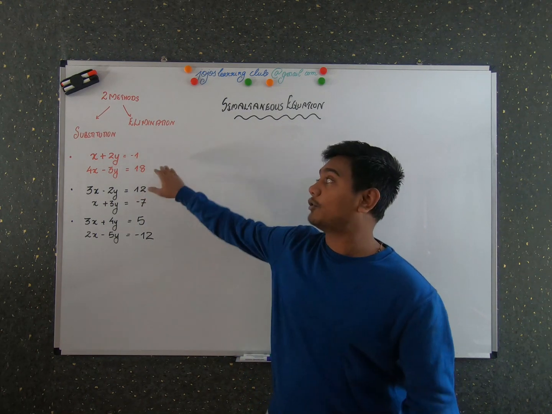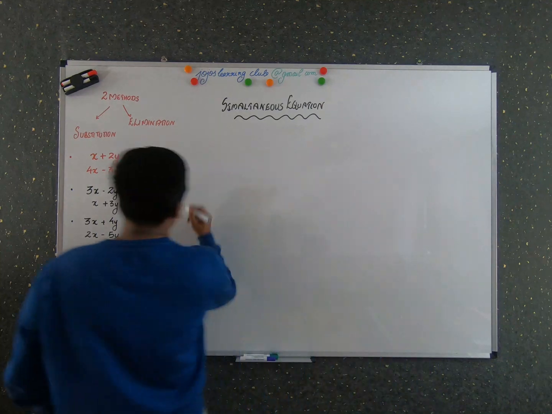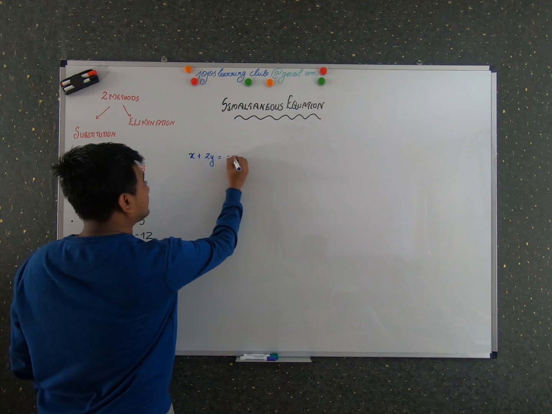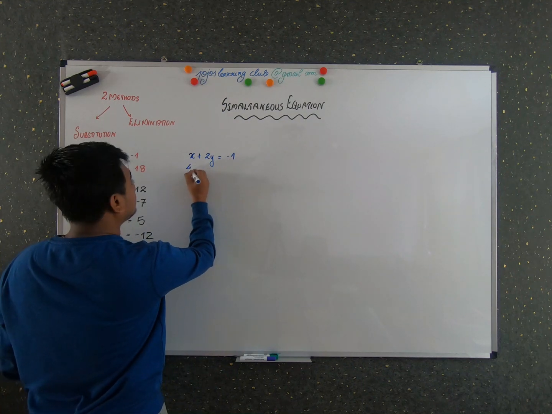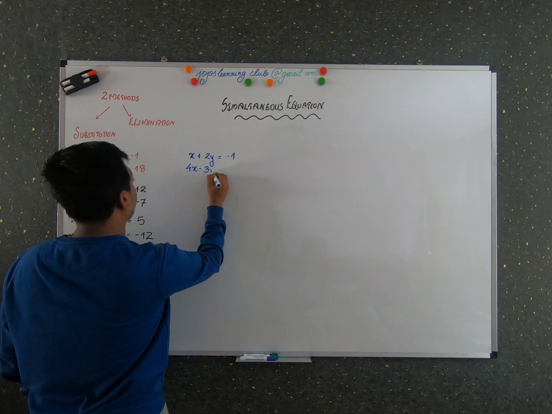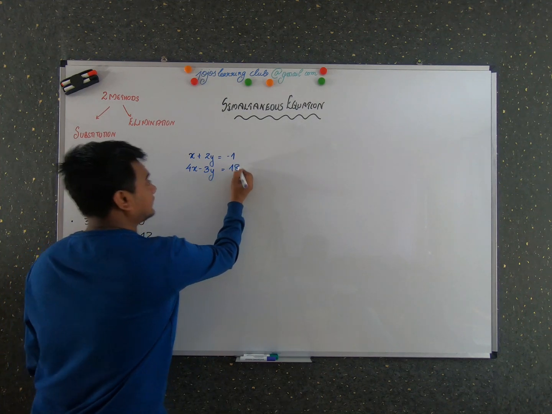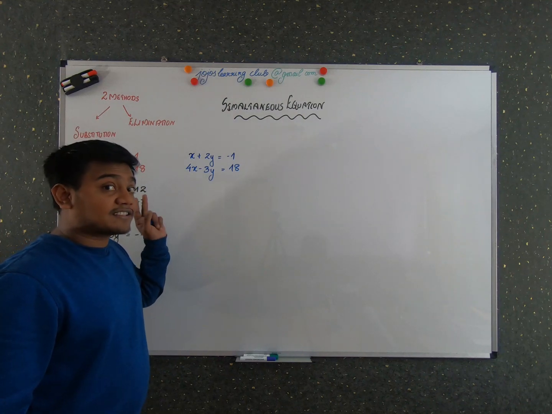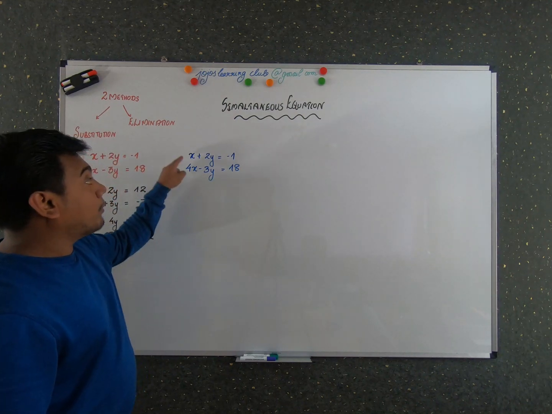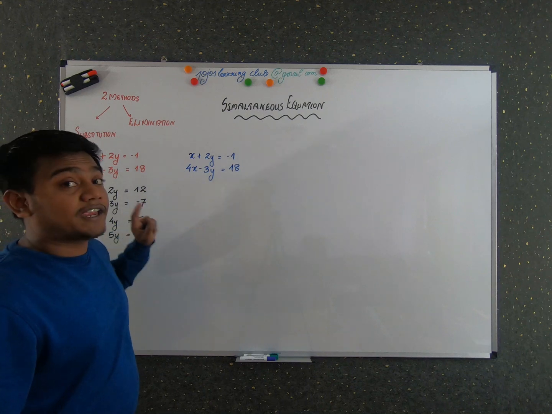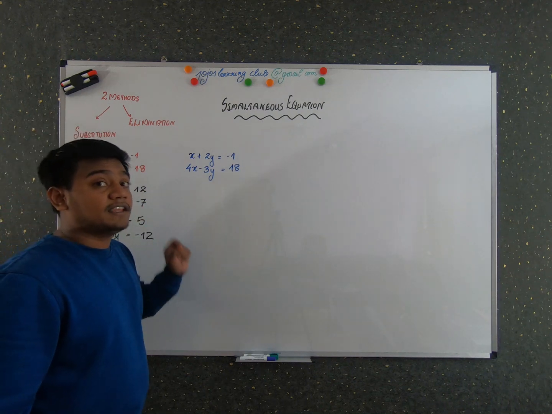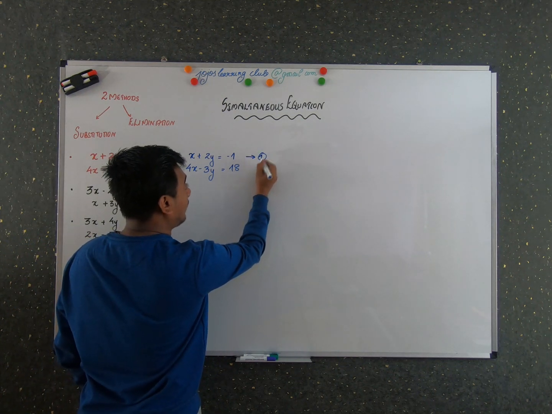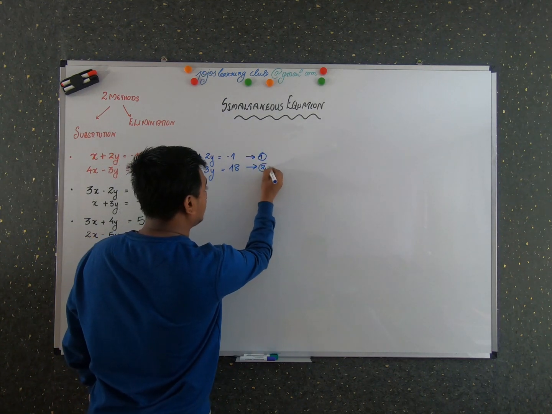Okay, so I'm going to the first problem. x plus 2y is equal to minus 1, and the next equation is 4x minus 3y is equal to 18. So we have two equations, and these are simultaneous equations. That means the values of x and y are the same in both equations, and we have to find these values of x and y. For that, let's take this equation as equation number 1, and this as equation number 2.